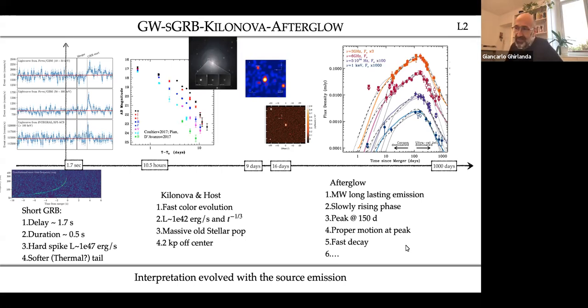So the bottom line here is the fact that, as I will tell in a moment, the interpretation of this event evolved with the discovery of the properties of the electromagnetic emission of the source. And let me say that, in my opinion at least, a lot of the ingredients necessary to interpret these electromagnetic emission components were already in place, but their application required some revision of our thoughts of the theoretical picture.